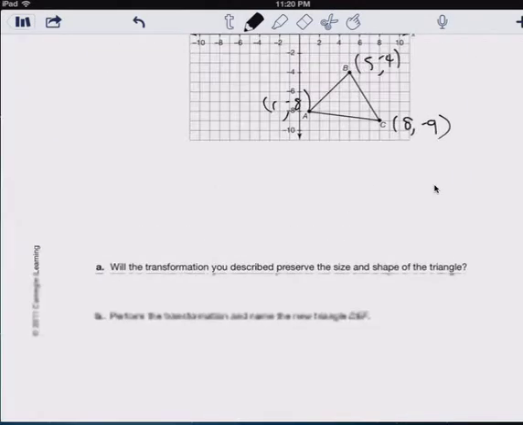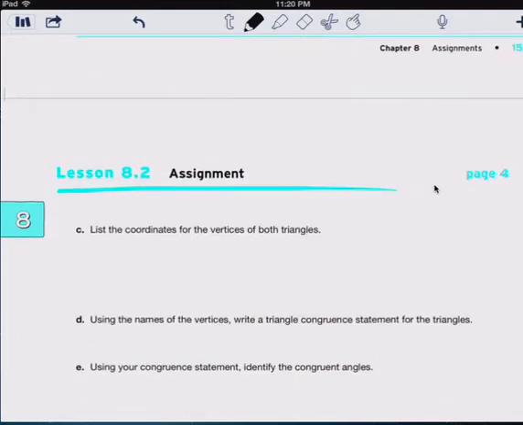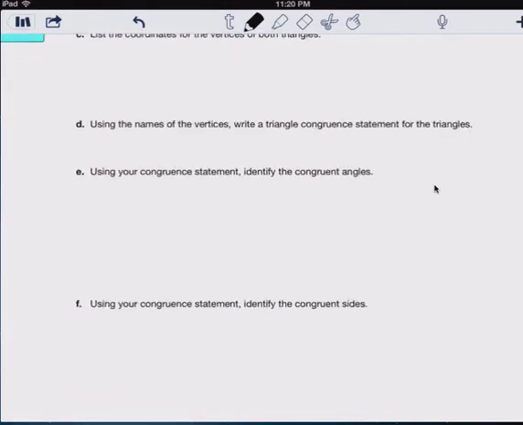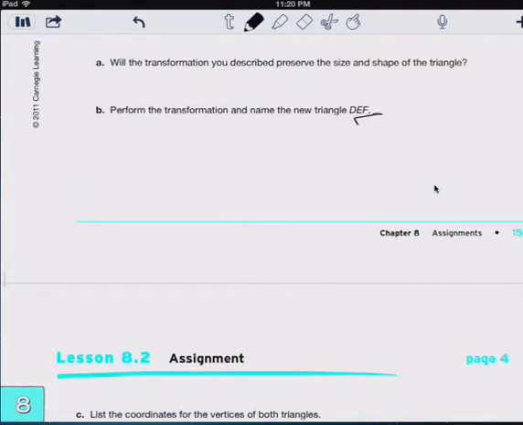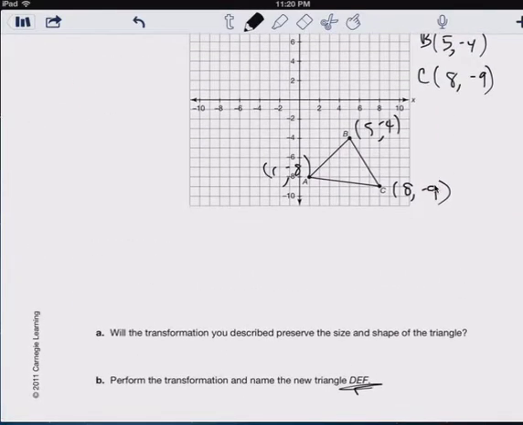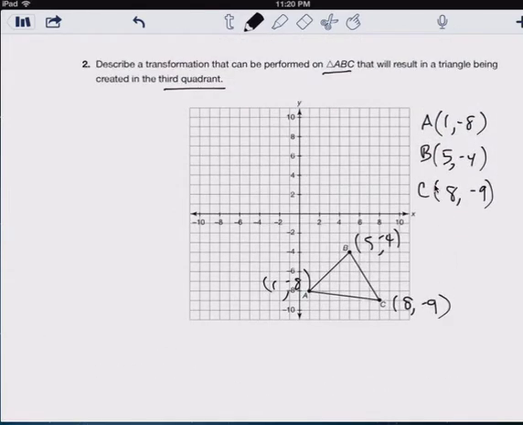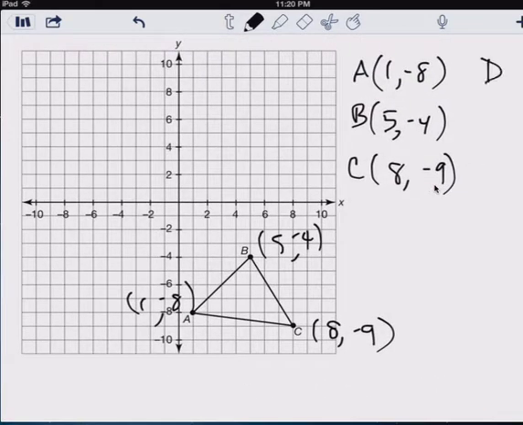So they're going to probably want, like the other problem, to use DEF. So transform it and label it DEF. D, E, F. That's the image. This is the pre-image right here. So the image would be DEF over here.